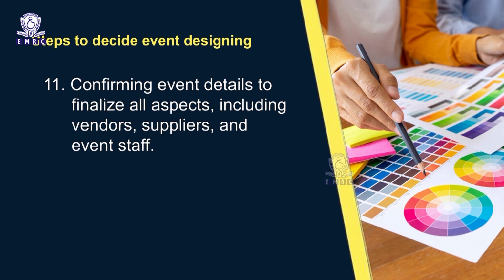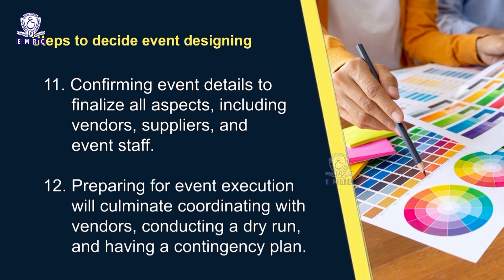11. Confirming event details to finalize all aspects including vendors, suppliers and event staff. 12. Preparing for event execution will culminate in coordinating with vendors, conducting a dry run and having a contingency plan. Following these steps will help a lot in deciding on event designing elements and to create a successful and memorable event.